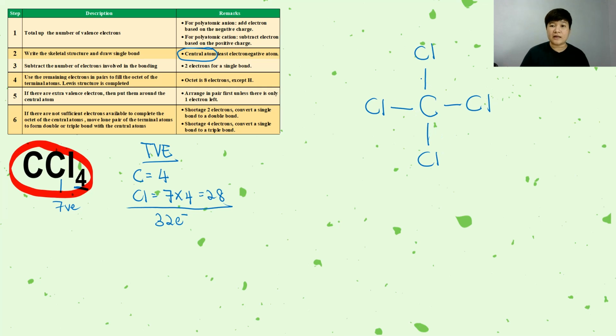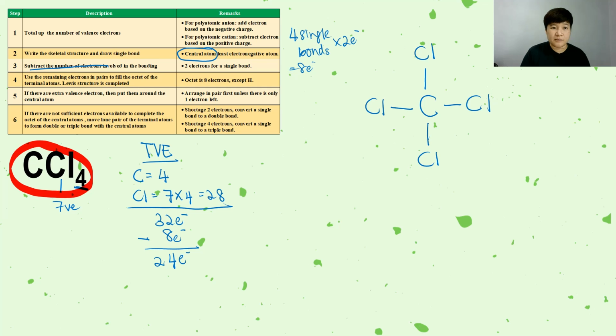Everybody knows that one single bond is 2 electrons. So I have 4 single bonds, 4 times 2 electrons, so I have 8 electrons used already. So minus 8 electrons over here. You already used 8 electrons, and you have 24 electrons left. Next, what do we do?